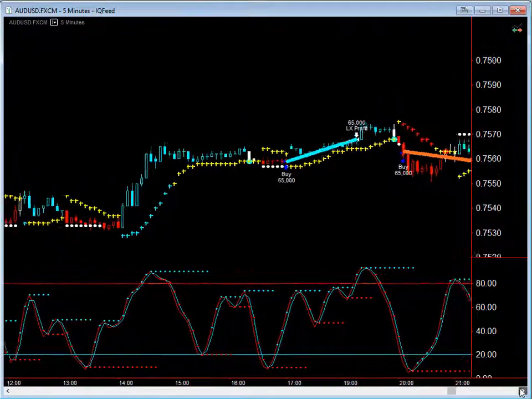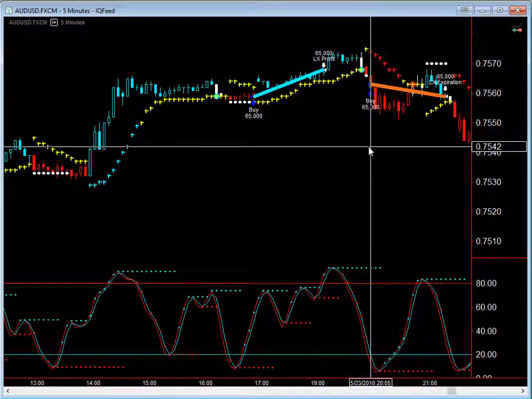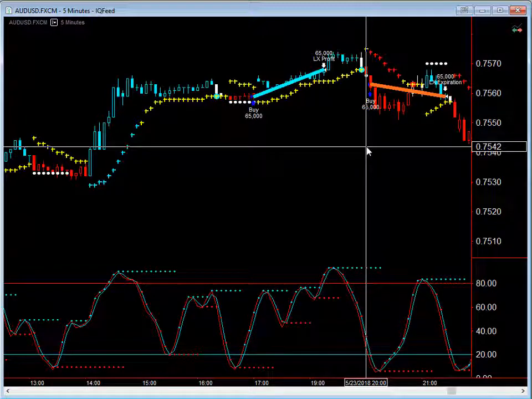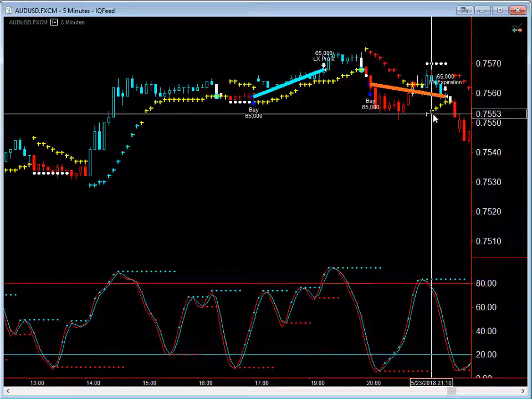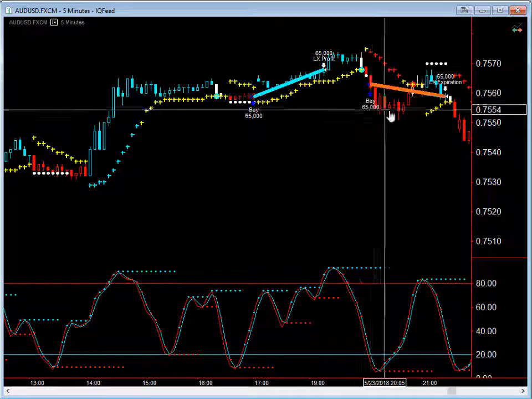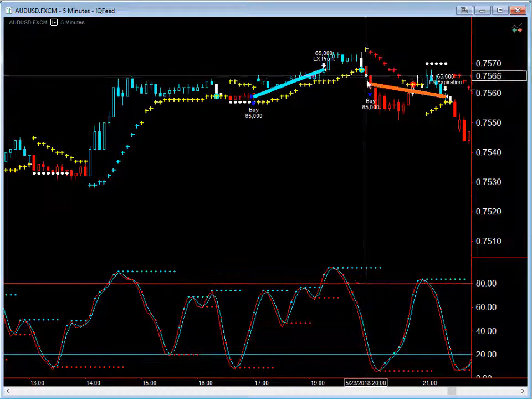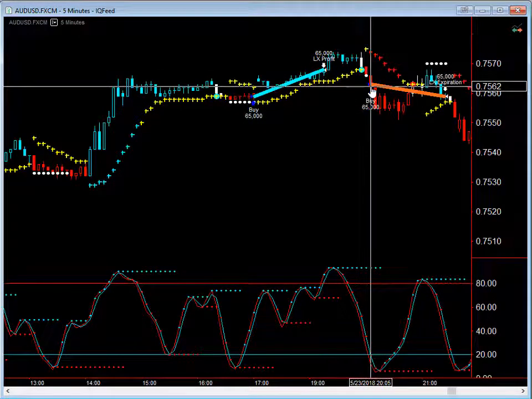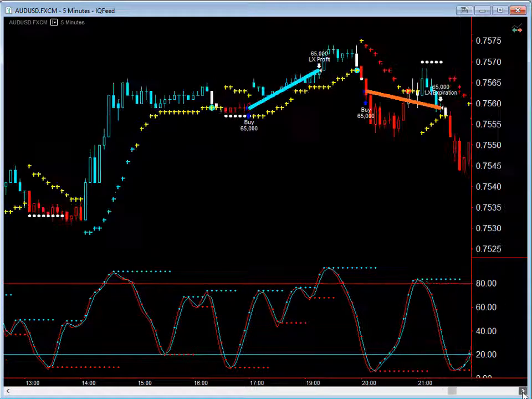Now, the next one, you can see this has already broken through the congestion dot. I would immediately either filter that one out or wait until you get a scenario where you're at the congestion dot, but it holds. It doesn't break through. This is a buy. It should not have broken through.